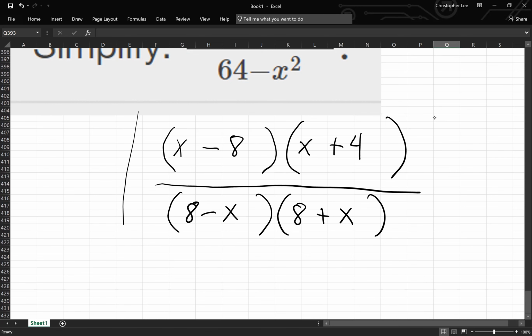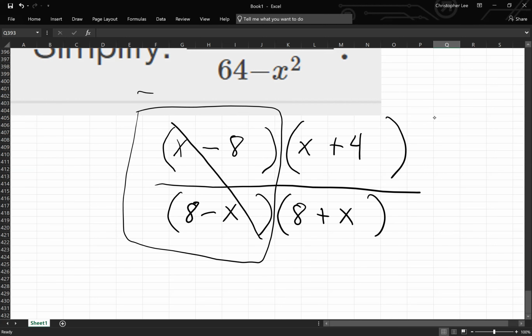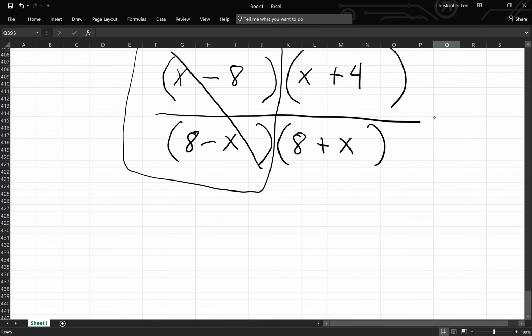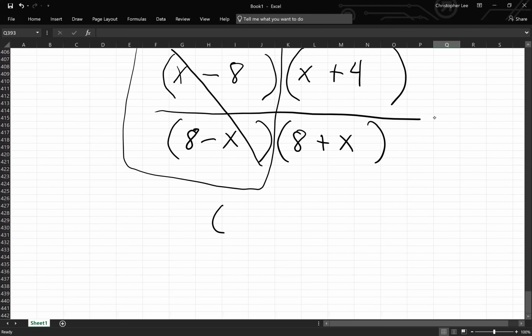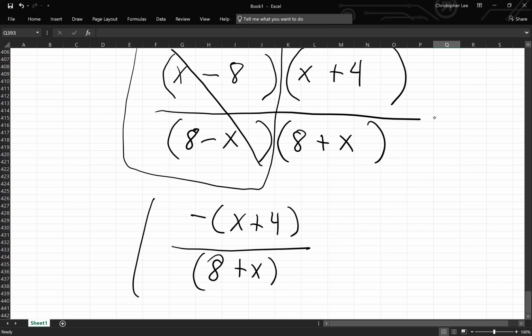Remember, right here, these are opposites, right? What do opposites simplify down to? -1, right? This becomes -1. So my final answer, right, is you could say the x plus 4, but you got to put a negative next to it, over the 8 plus x. All right, that's the final answer.